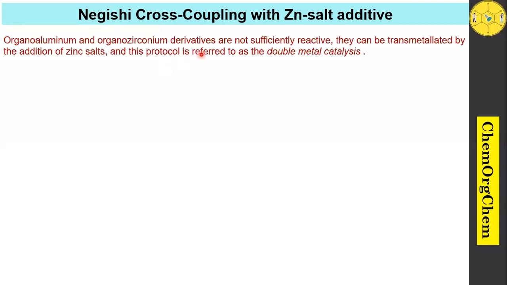Next, moving on, Negishi cross-coupling reaction using zinc salt additive. Sometimes organoaluminium or organozirconium derivatives are not sufficiently reactive. When you use a zinc salt, it quickly undergoes a transmetalation reaction with either the organoaluminium or organozirconium to produce the corresponding organozinc species in situ, which then undergoes Negishi cross-coupling reaction. This type of protocol is referred to as double metal catalysis. Now you see some examples of that.